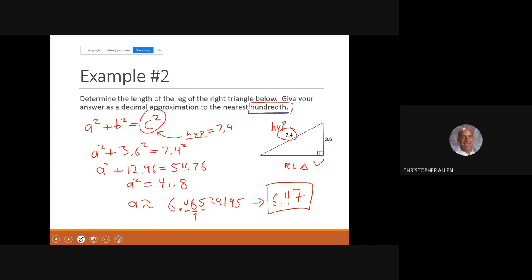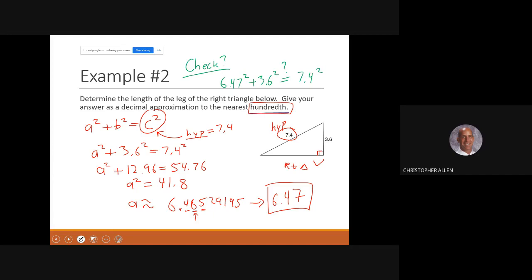Now, I'd like to show you something else here real quick with this problem before we move on to the next one. Let me just bring this up. How can you check your answer? How can you check to see if that is the correct answer? Yeah, just substitute. So in other words, you just want to see, is this equal, I'll put a question mark, to 7.4 squared. So let's go ahead and check that with our calculators.